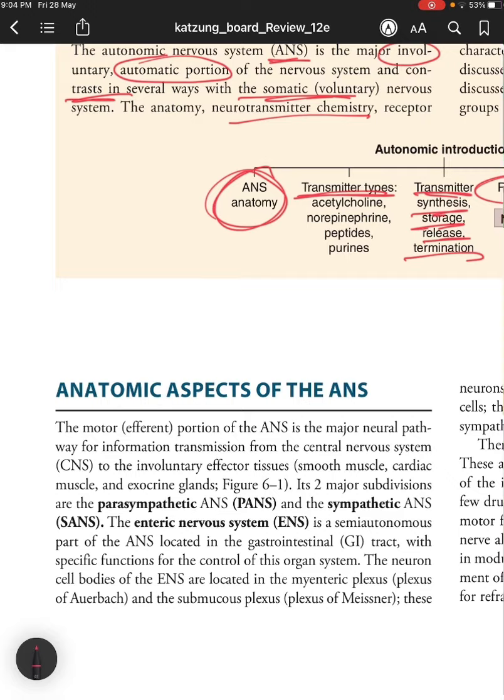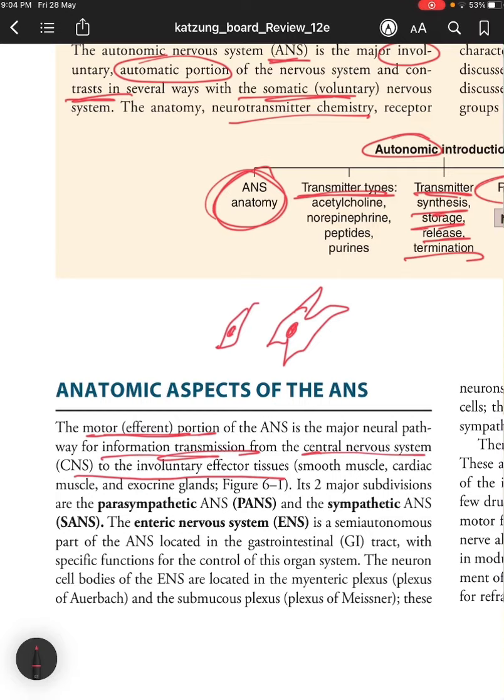So, coming to the anatomical aspects of the ANS, the motor or efferent portion of the ANS is a major neural pathway for information transmission from the central nervous system to the involuntary effector tissues. So, what are the involuntary effector tissues? The autonomic effector tissues, they are the smooth muscles. Okay, then you have the cardiac muscle, which is branched. All right. So you have the smooth muscle, you have the cardiac muscle, and you have various exocrine glands.